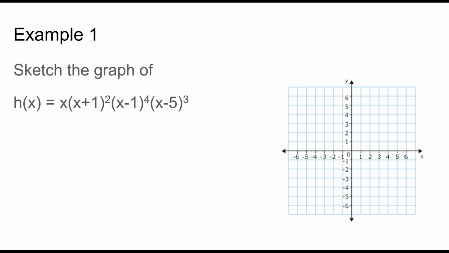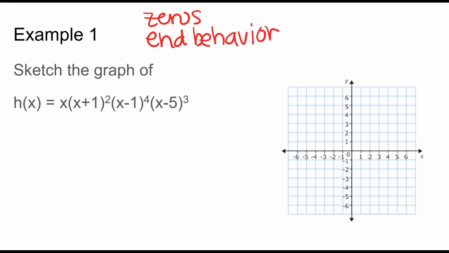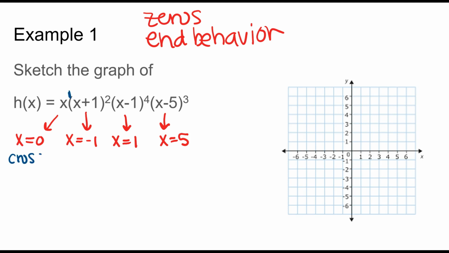So how we're going to do this is we're going to use the zeros and the behavior at the zeros as well, so we're going to use the zeros, and we're going to use the end behavior to help us graph this function. So we've got our zeros. We've got x equals 0, we've got x equals -1, x equals 1, and x equals 5. We're going to talk about what happens at the 0. So that's got a degree of 1, so that's odd, so it's going to cross.